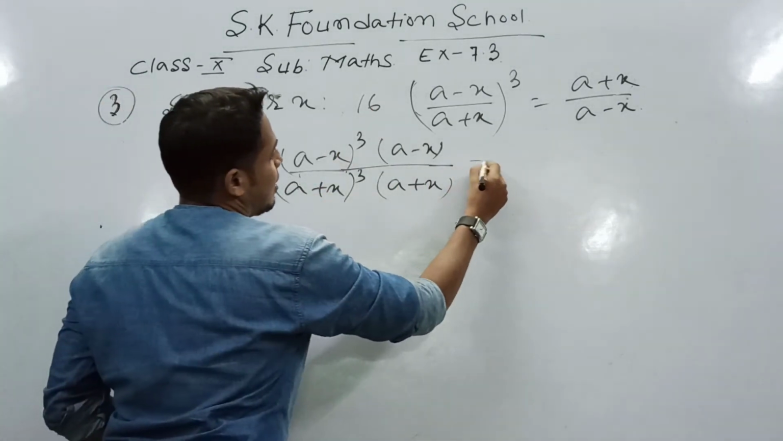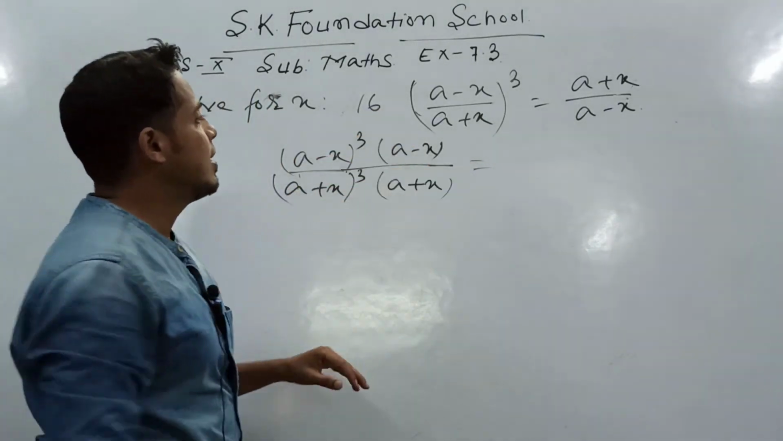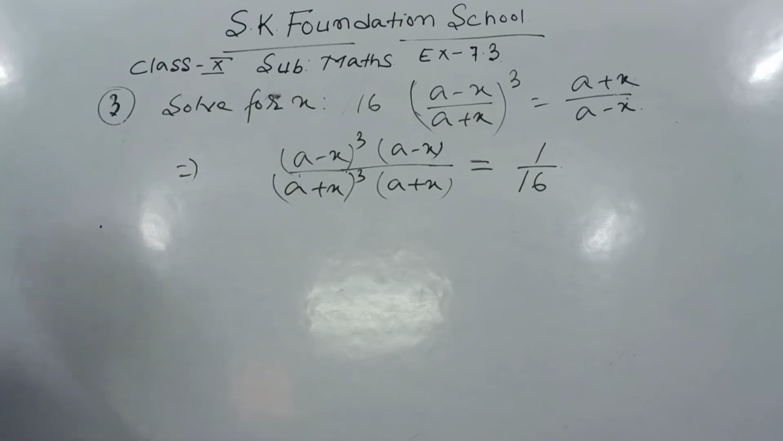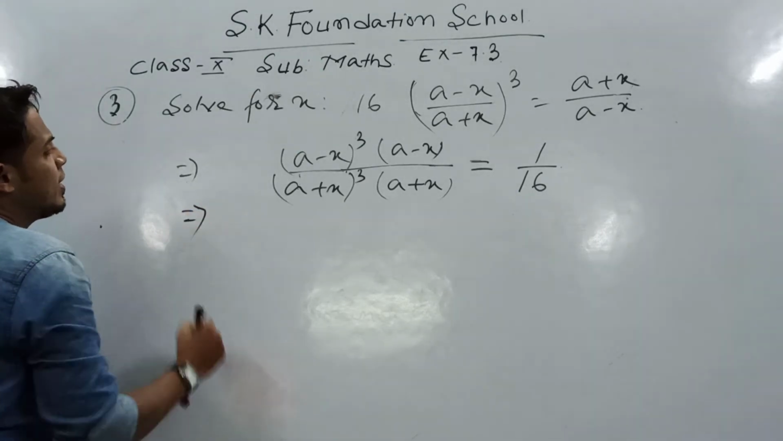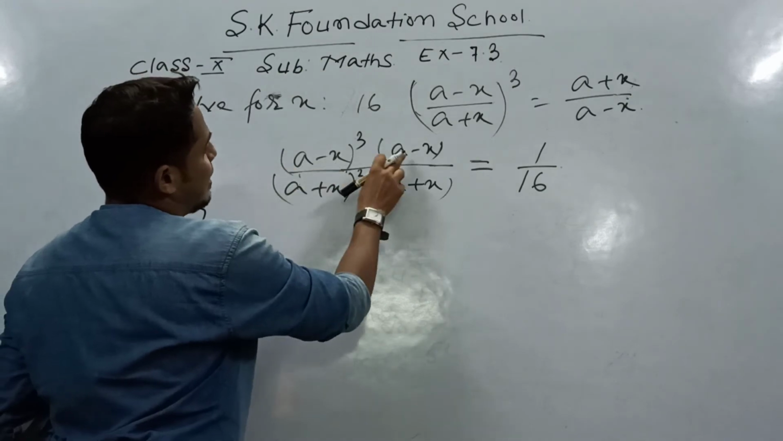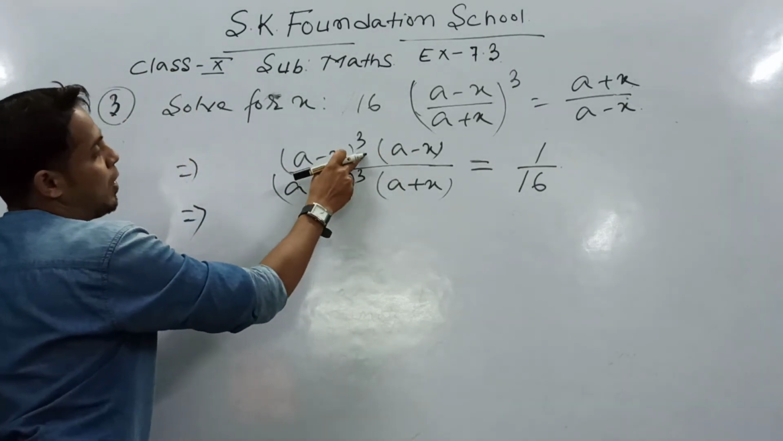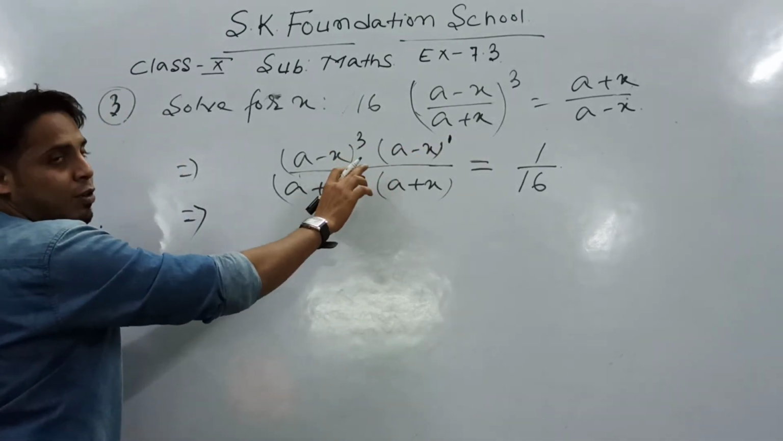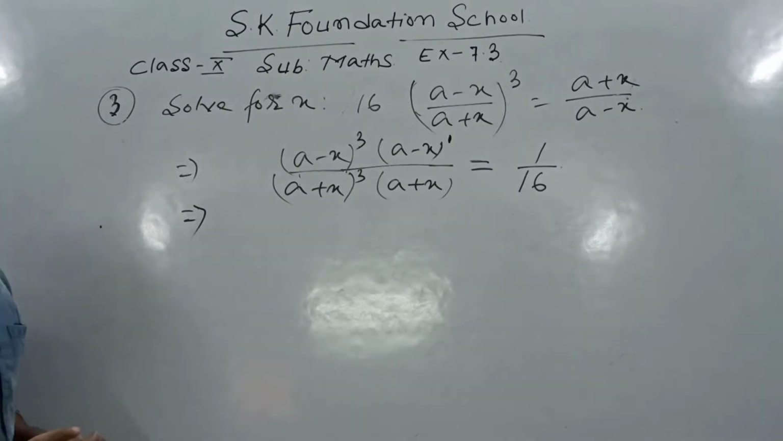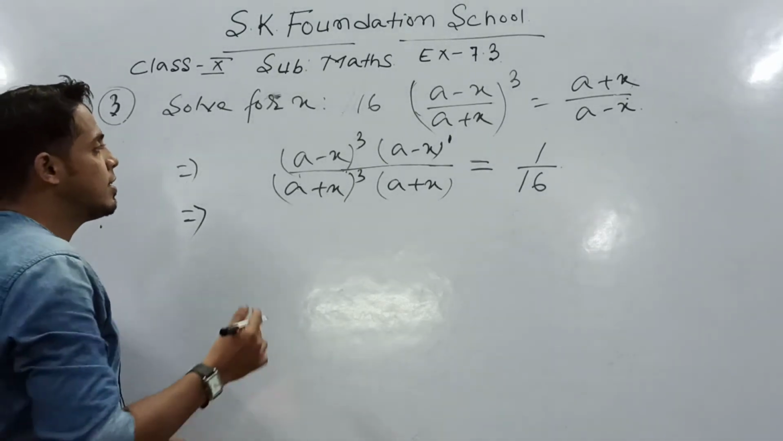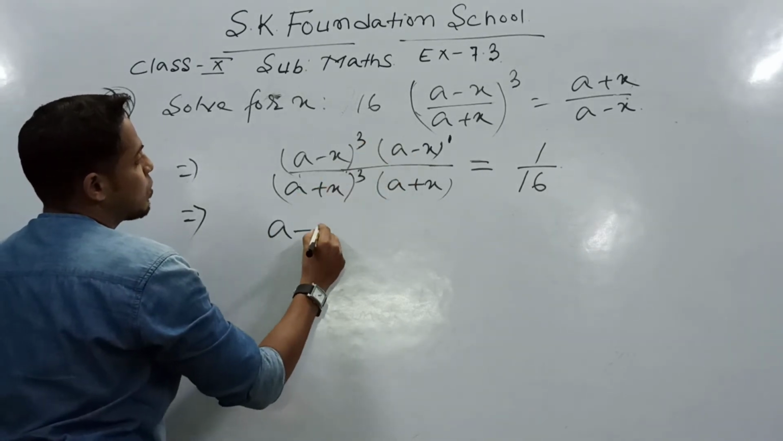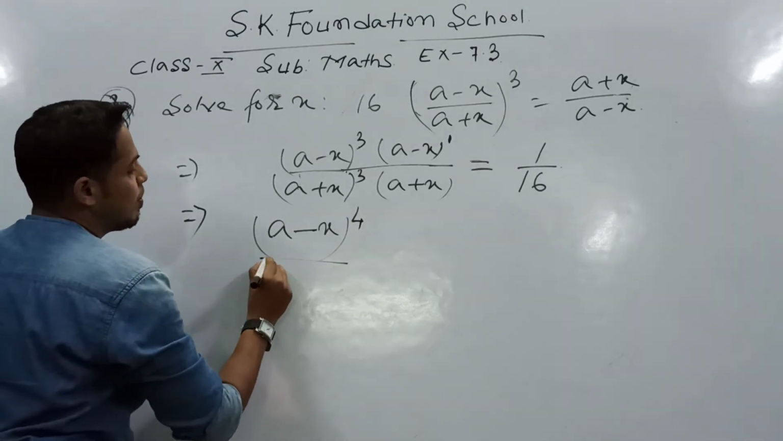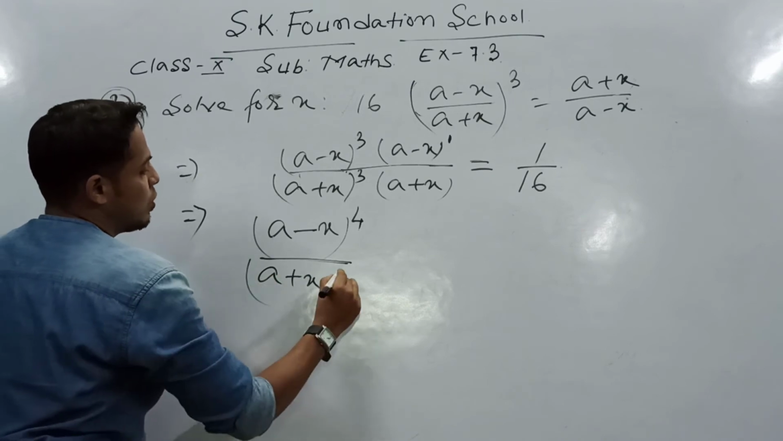And this 16, if it comes from left hand side to right hand side, then it is represented in reciprocal form, that means 1 by 16, right? So look at here, a minus x and a minus x, these two bases are same but the powers are different, 3 and nothing, which means 1, and they are in multiply form. From the law of exponents we know that when bases are same, powers are added, right? That means 3 plus 1, so a minus x whole to the power 4, and a plus x whole to the power 4.